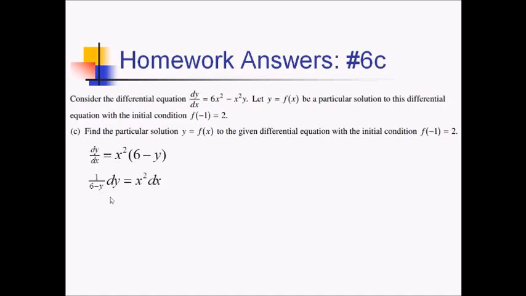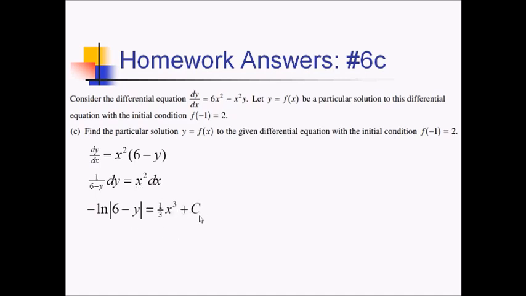Antiderivatives on both sides. On the left side, I've got ln absolute value 6 minus y divided by the tail of negative 1, so negative ln absolute value 6 minus y. And we'll have to resolve that absolute value a little bit later, but we'll hang on to it for now. Next, on the right side, this is going to be 1 over 3 x to the third plus c.